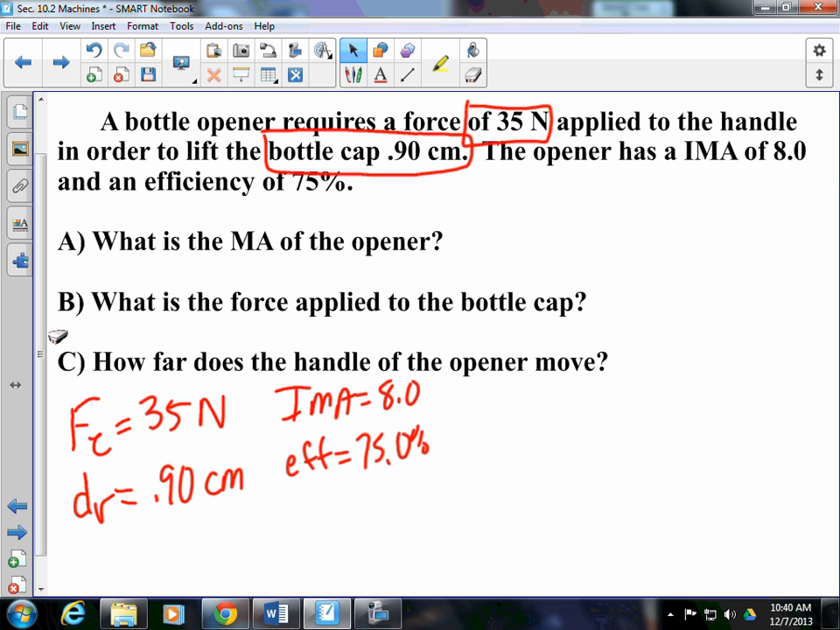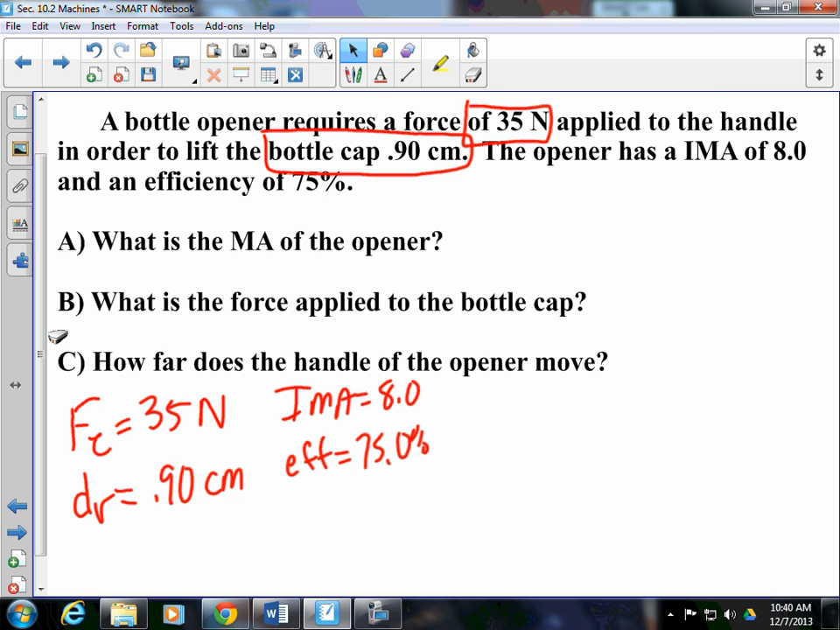Question A: what is the mechanical advantage of the opener? Well, mechanical advantage is equal to the force of resistance divided by the force of effort, but we don't have the force of resistance, so we can't calculate that.